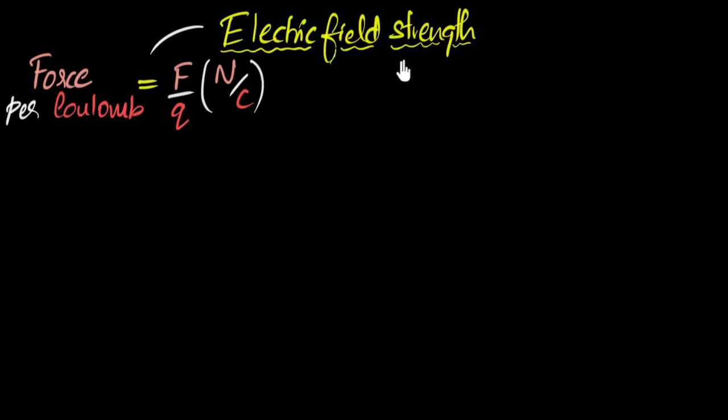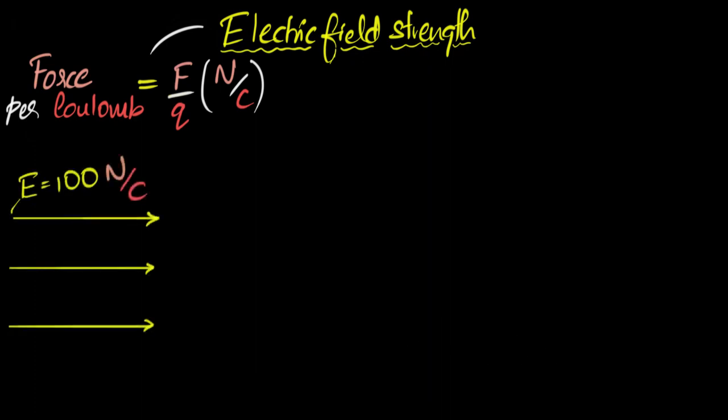We have defined electric field strength as the amount of force acting on a coulomb of charge, force per coulomb, so newtons per coulomb, right? Now in this video, we will look at a new way of defining electric field strength in terms of potential difference. So let's start with something that we already know. Let's use this definition.